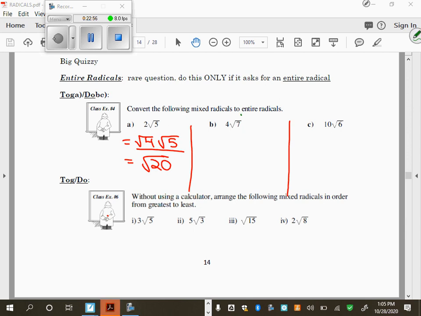This is only if I ask for entire radicals. Go ahead and do B. Take 99 seconds. 4 radical 7. Turn that into an entire radical, which means everything has to be entirely under the radical sign.